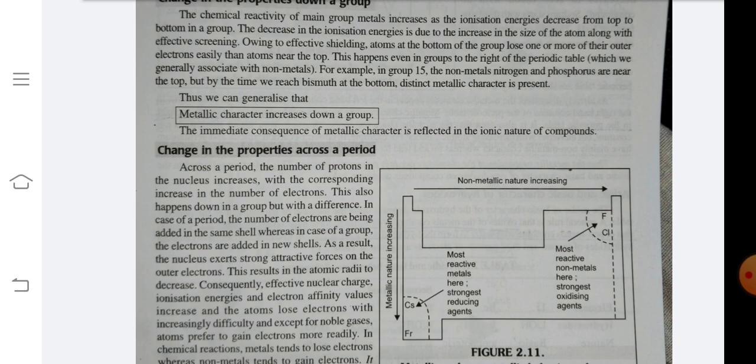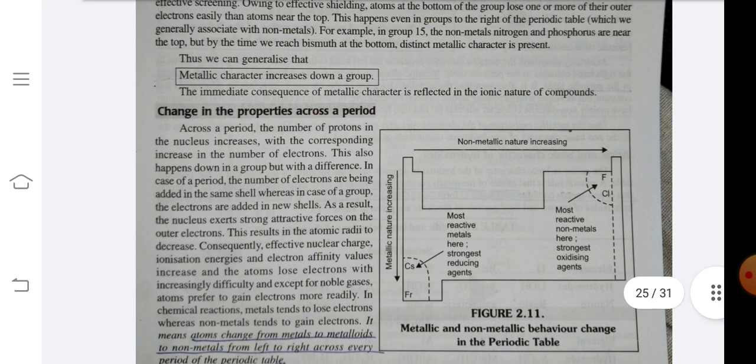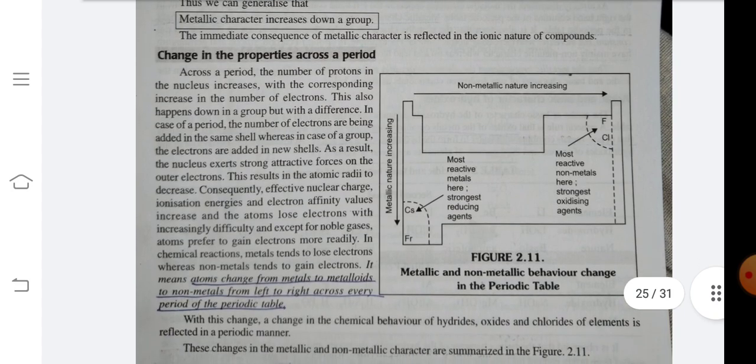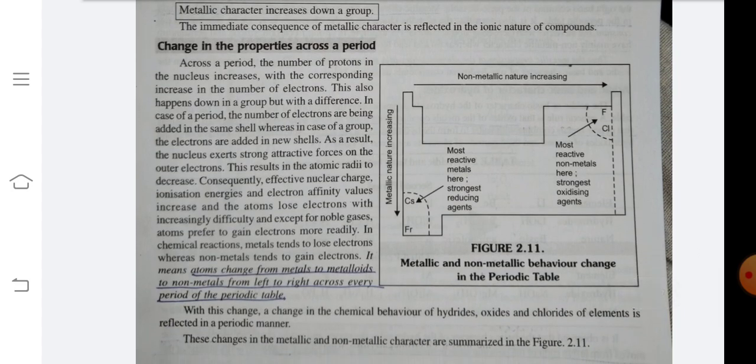For example, in group 15, the non-metals nitrogen and phosphorus are near the top, but by the time we reach bismuth at the bottom, distinct metallic character is present. Thus, we can generalize that metallic character increases down a group. The immediate consequence of metallic character is reflected in the ionic nature of the compounds.